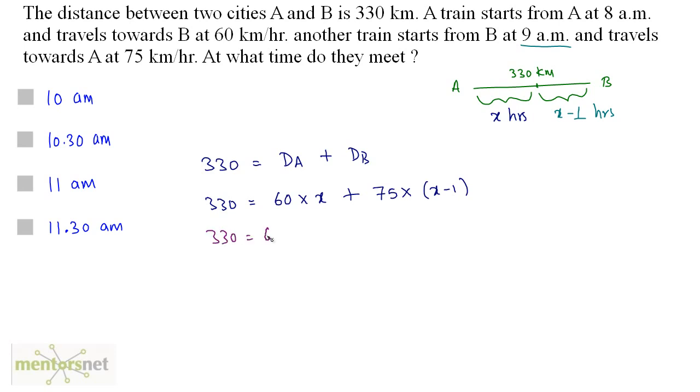So 330 is equal to 60x plus 75x minus 75. So 330 plus 75 is equal to 405, and 60 plus 75 is equal to 135x. Therefore x is equal to 405 divided by 135, and that is equal to 3. So this means that the meeting point, if we take the reference of A which starts from 8 a.m., is 3 hours after. So 8 a.m. plus 3 hours will give you 11. So 11 a.m. is the correct answer.